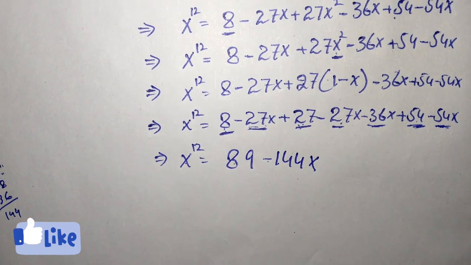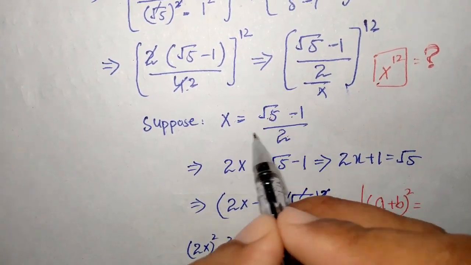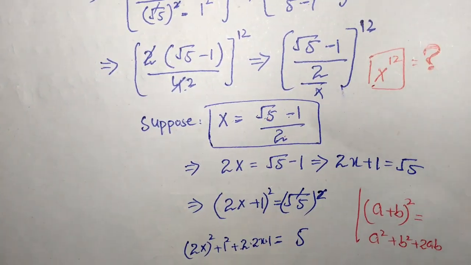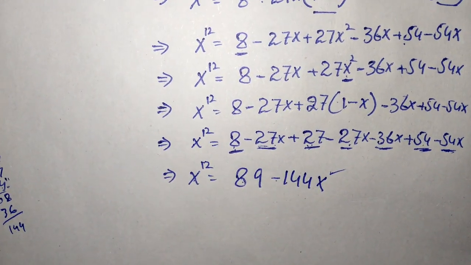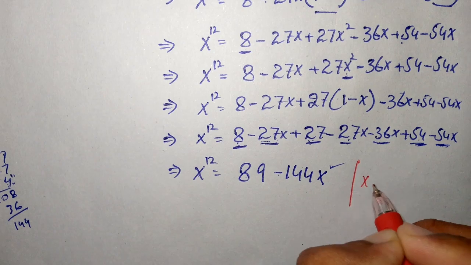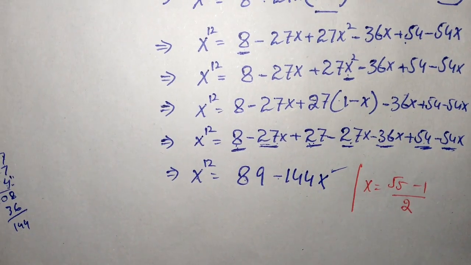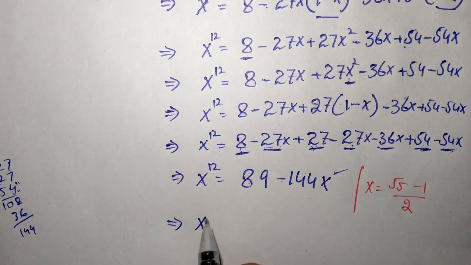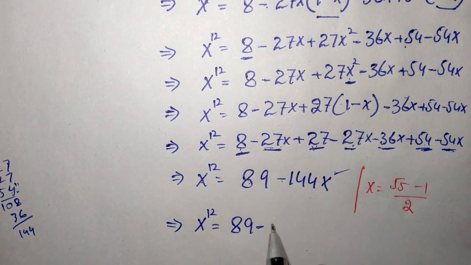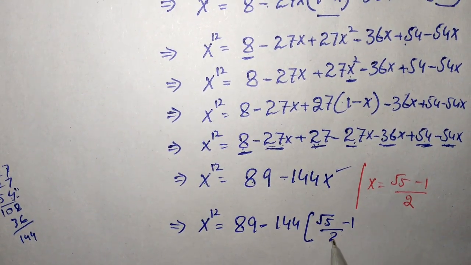Now again we know that here x is equal to square root of 5 minus 1 over 2. So we have to put this value of x here in place of x. So x^12 is equal to 89 minus 144, and here x is equal to square root of 5 minus 1 over 2.